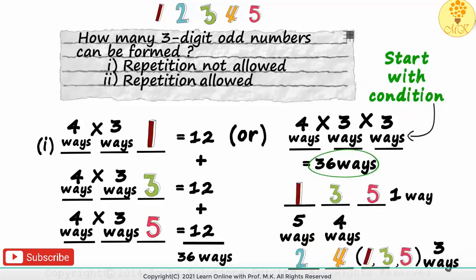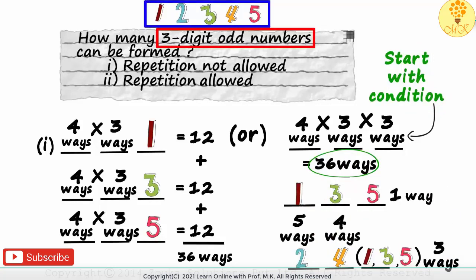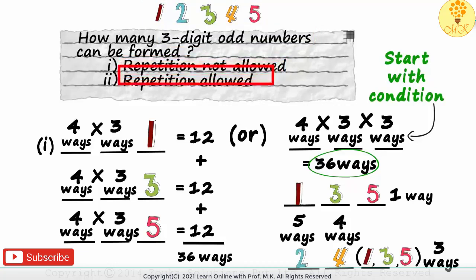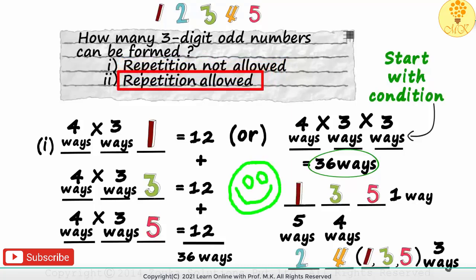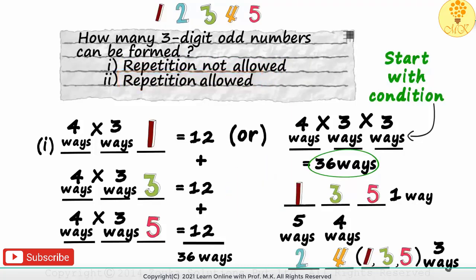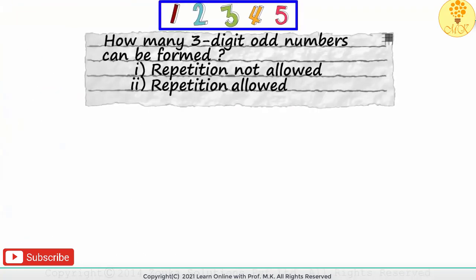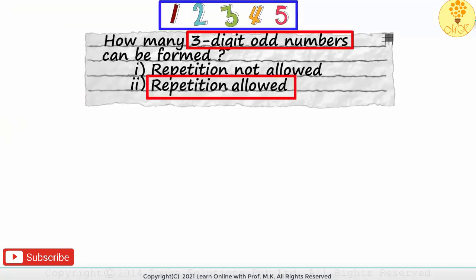There are 36 ways in which we can form 3-digit odd numbers using these 5 digits if repetition is not allowed. And what if repetition is allowed? Remember, life becomes really easy if repetition is allowed. Let's solve it on a new page. Using these 5 digits, how many 3-digit odd numbers can be formed if repetition is allowed?